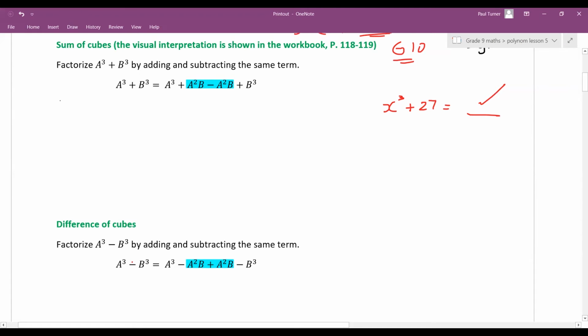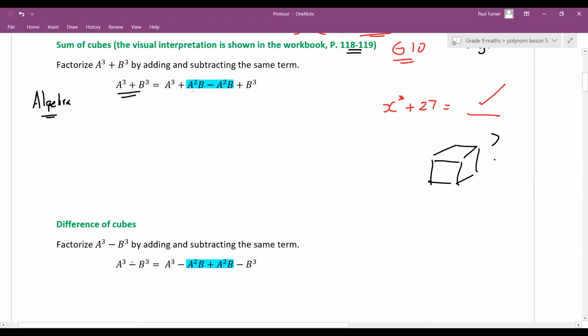In your textbook, they have some cube diagrams. If you look at pages 118, 119, they use diagrams to explain how this is working. But I think this is quite complicated for me to draw, so I'm not going to do the drawing method. I'll just do an algebraic method. I'll show you how to get the formula for the factorization. You can follow the diagram in the book yourself if you want to see how it works there. Okay, so we'll try to factorize a cubed plus b cubed.